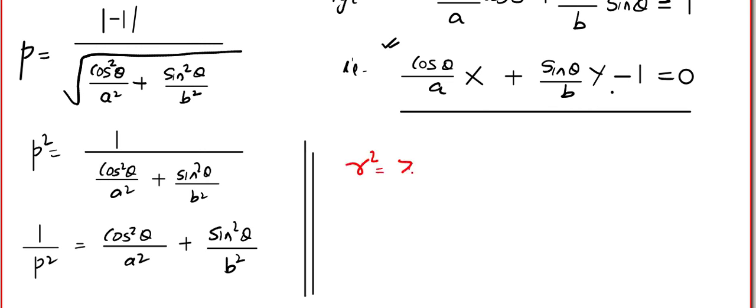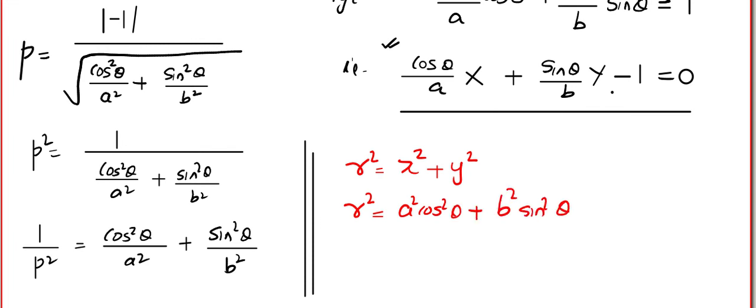Okay, now don't forget what is r square. r square is x square plus y square. That is r square is equal to, x means a cos theta in parametric form, a square cos square theta plus b square sin square theta. Okay, now look at the advantage of parametric form. In parametric form, both x and y will be written in terms of theta.